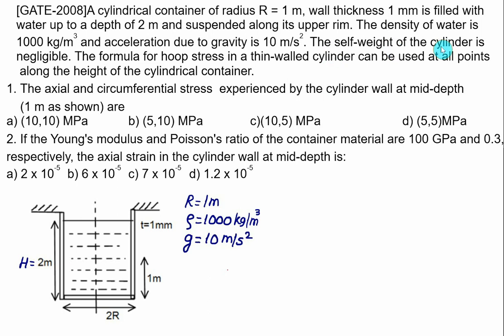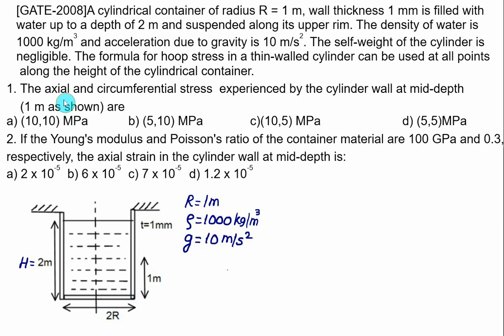The self weight of the cylinder you have to neglect. The formula for hoop stress in the thin wall cylinder can be used at all points along the height of the cylindrical container. So the clue is given here. Hoop stress formula is PD divided by 2T, but the pressure is variable as the depth will change.